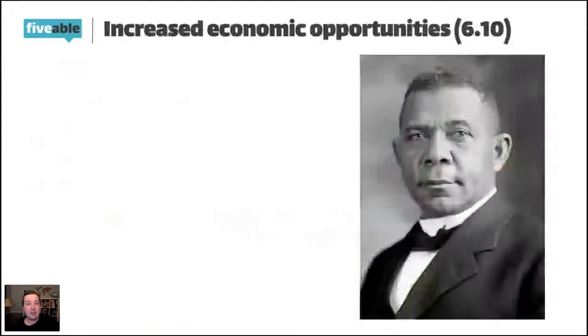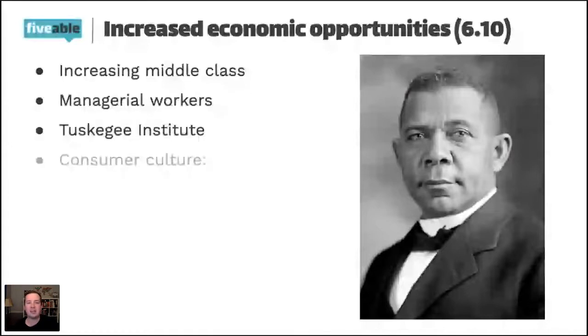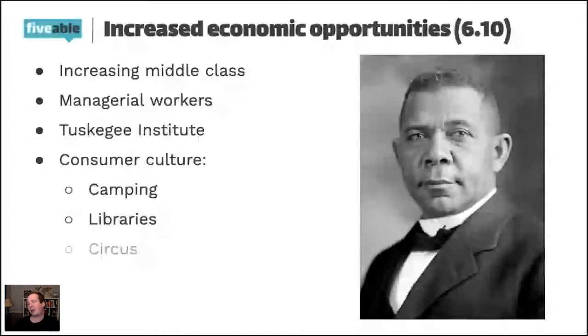There is some increased economic opportunity, right? There's a middle class that starts to form thanks to the managers and things like that. There's managerial workers. The Tuskegee Institute with this man, Booker T. Washington. There's a consumer culture. Think camping, think libraries, think the circus, all these opportunities where sometimes people have some, I think it's called leisure time. Am I saying that correctly? Right? Like people have time off sometimes if they are in the middle class. The problem is a lot of this leisure time and increased opportunity is built on the backs of the lower class and the working class, right?